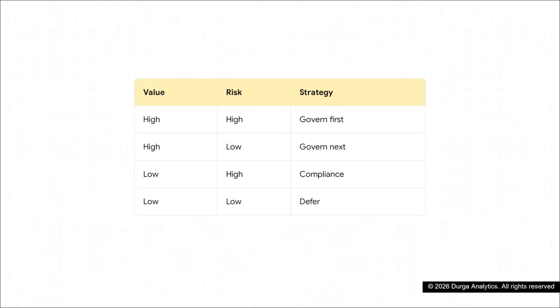So let's break down the execution strategy for these 4 quadrants. It is super straightforward. High-value, high-risk domains, you govern those first, no debate. They are your absolute first targets to secure quick, highly visible wins. High-value, low-risk domains, you govern those next to unlock more business value. What about low-value, high-risk? Well, you govern those purely for compliance purposes, even if it's totally unglamorous. And those low-value, low-risk domains, you confidently defer them. Just push them down the roadmap.